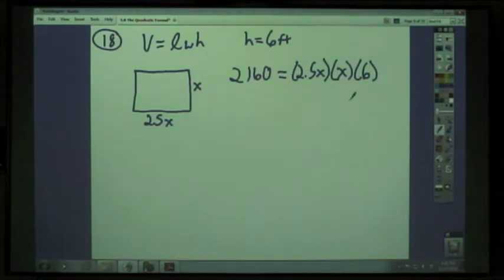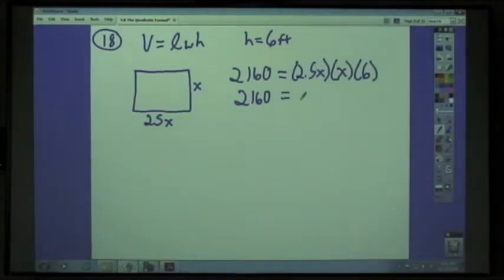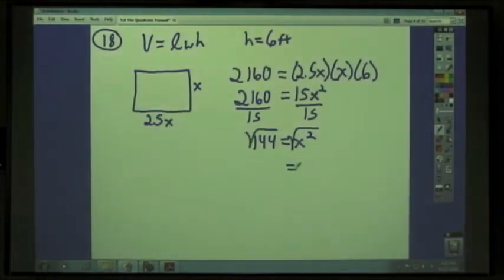When you multiply that right-hand side together, you are going to get 6 times 2.5, the numbers multiplied together, is 15. And then you have the x times the x, which is going to give me x squared. If you multiply it one at a time, that's fine. 2.5 times 1 is going to be 2.5x squared right here, and then times 6 still gives you 15x squared. All you have to do to solve this one then is divide by 15 on both sides. You will get 144 equals x squared. Take your square root, and then you get x is equal to plus or minus 12.